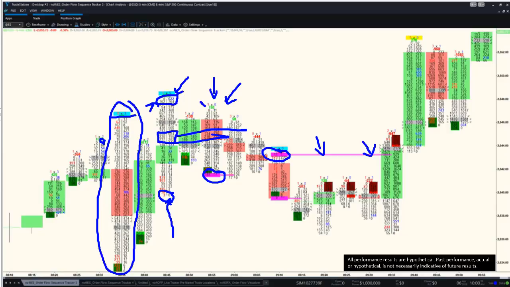What does a zero mean? A zero means that there's no contracts executed at that price. Okay, so that's what the zero means.